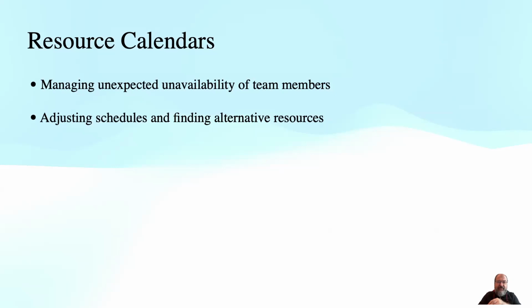When faced with the unexpected unavailability of a key team member, it's important to update our resource calendar and explore alternative resources or adjust the schedule as needed. This proactive approach helps us manage the impact of such unforeseen events on our project, ensuring that we can continue to make progress and meet our objectives efficiently.